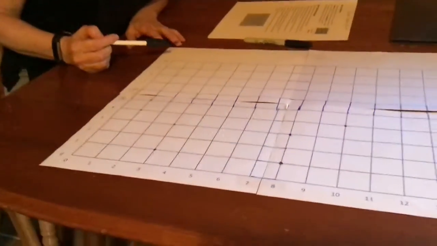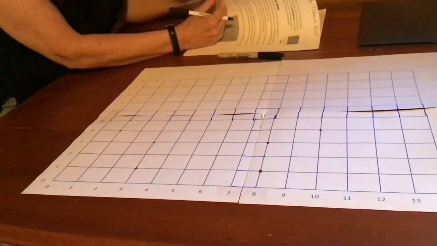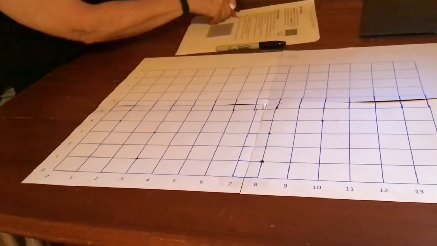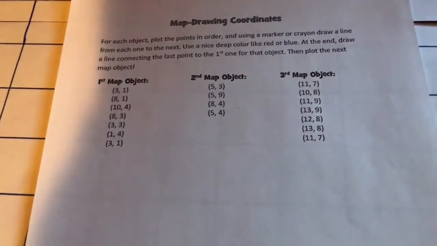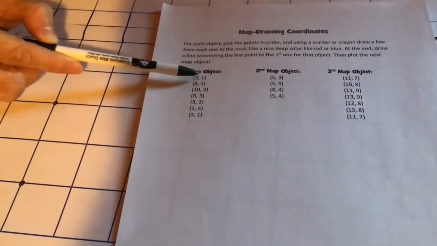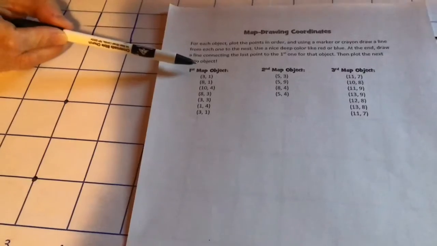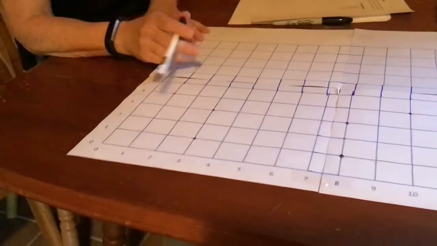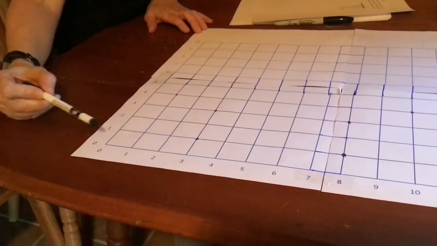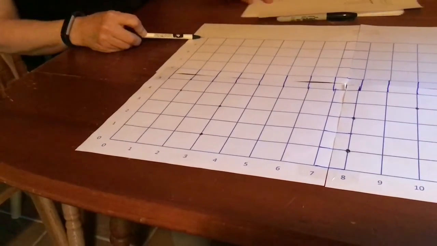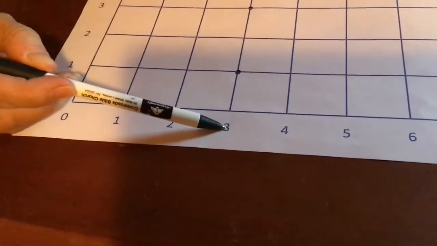What's going to happen is we're going to take our paper that says map drawing coordinates. And there's 3 objects on this map that we're going to be drawing. And what we're going to do is we're going to do the first one by following these coordinates. And you're saying, what in the world? There's a 3 and a 1. What does that mean? Well, I'll show you. The first number always represents the x-axis. And the second number represents the y-axis. So our first number is 3 and then 1.